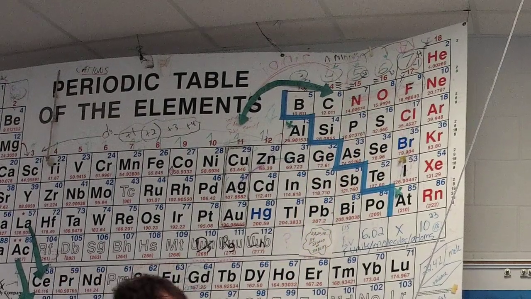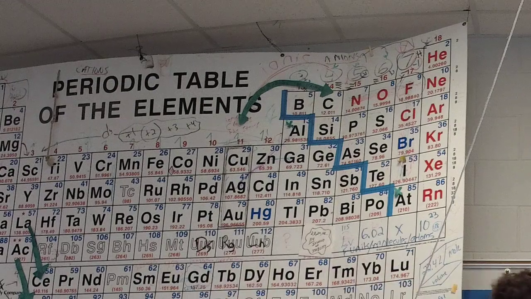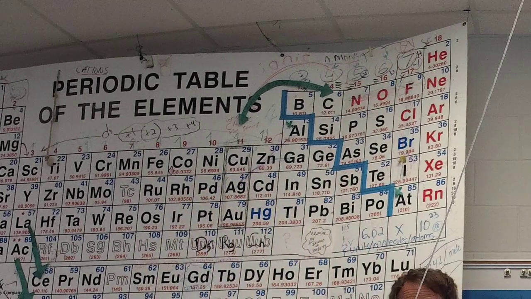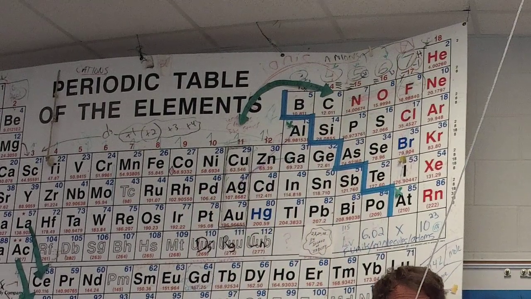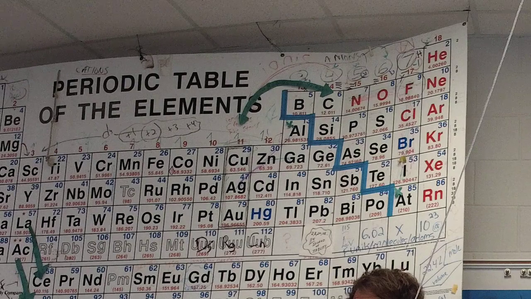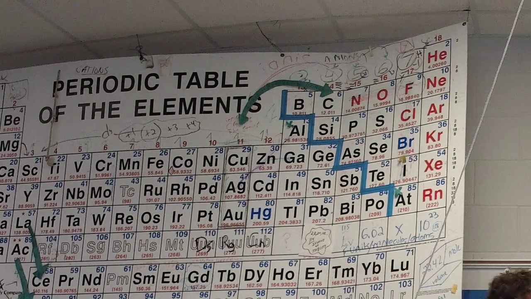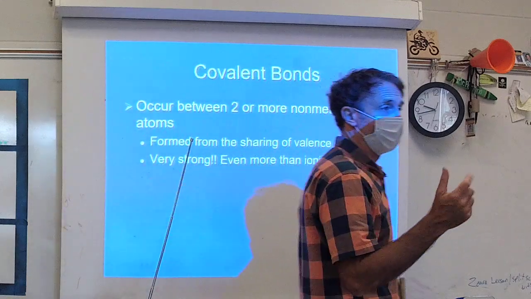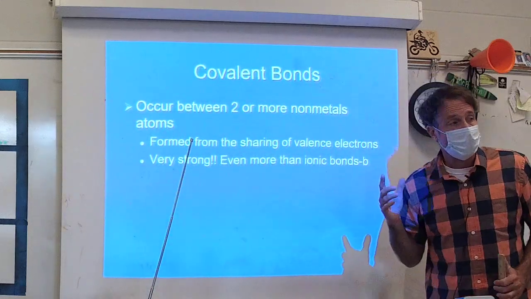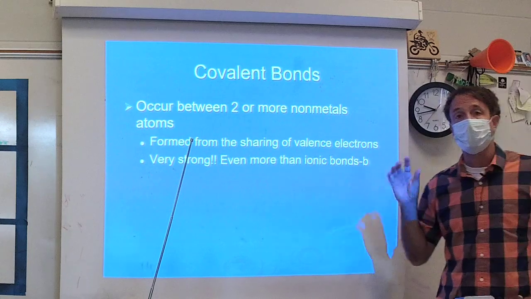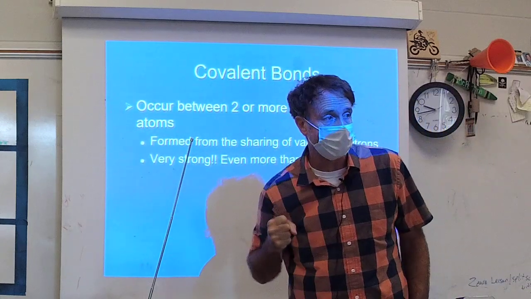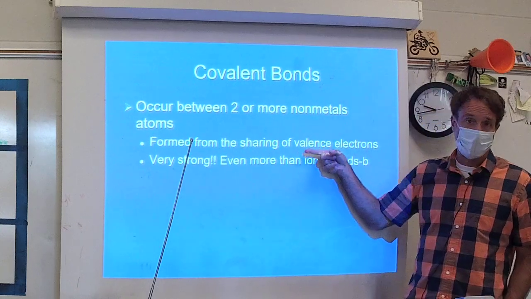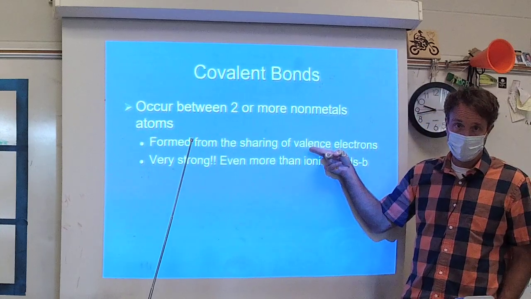Okay? And you remember I said it was the opposite of an ionic bond. Well, ionic bonds cross the stairs. Covalent bonds do not cross the stairs. It's the opposite, right? Remember I said that ionic bonds occur when one atom steals an electron from another. A covalent bond is formed by sharing electrons. Okay?